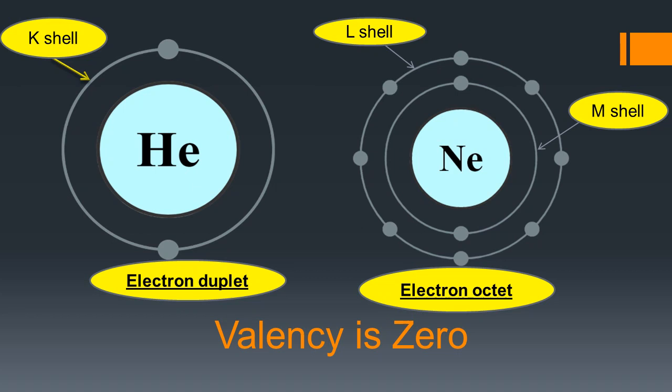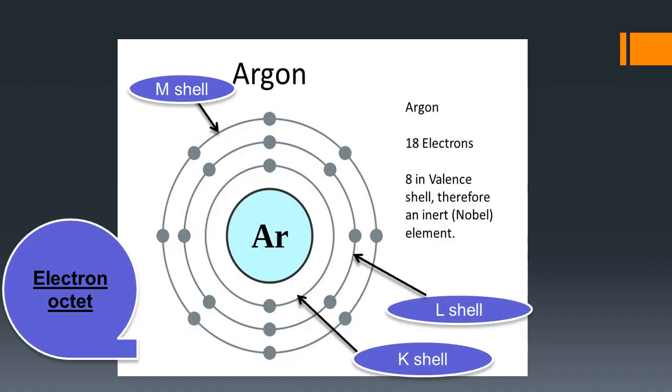Now helium is an electron duplet, why? Because it has 2 electrons in its valence shell, and neon is an electron octet. Why? Because it has 8 electrons in its outermost shell. Argon is an inert gas having electrons in the shells K, L, M. You can see here first shell 2, L shell 8, and M shell also contains 8. Okay, and the atomic number of argon is 18.